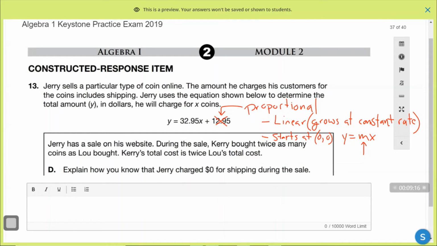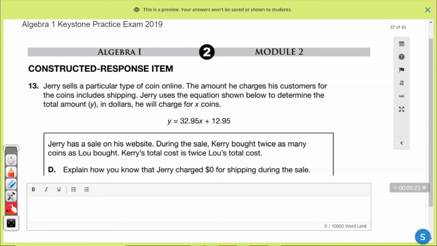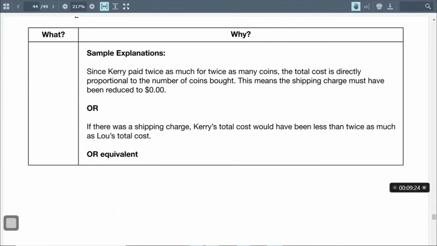Now, I'm not going to write out a full explanation, but I'm going to show you what acceptable explanations they would accept here. So let's take a look at some of those. Here's a sample explanation that they would see. Since Carrie paid twice as much for twice as many coins, the total cost is directly proportional to the number of coins bought. This means the shipping charge must have been reduced to $0. If there was a shipping charge, Carrie's total cost would have been less than twice as much as Lou's total cost, or in another equivalent way.